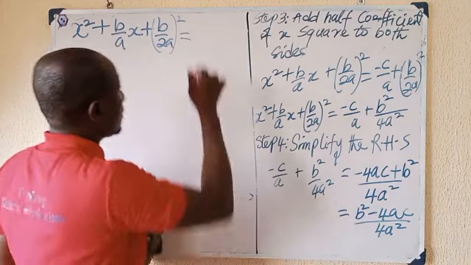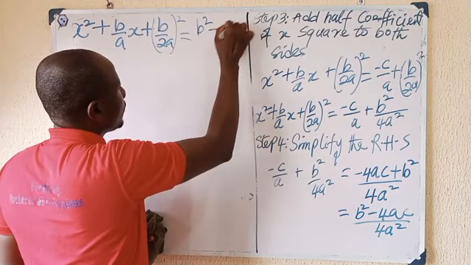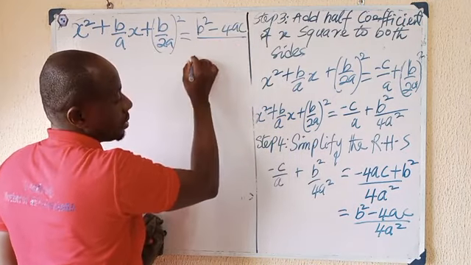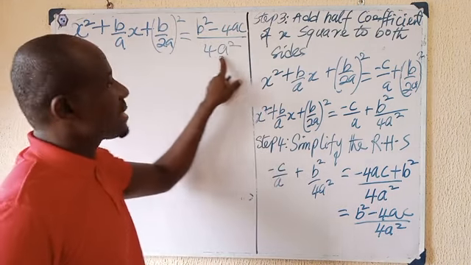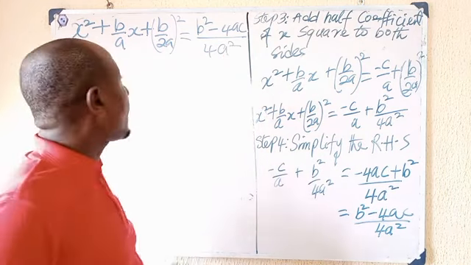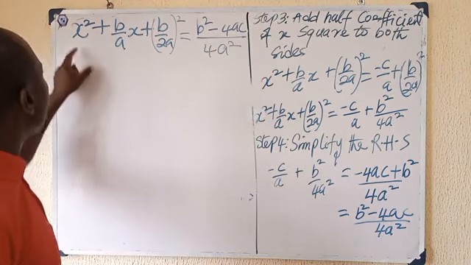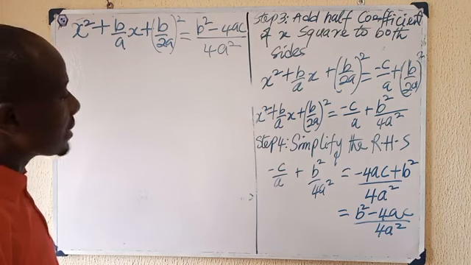So if we do that, we have b squared minus 4ac over 4a squared. So we have simplified the right hand side. This is what we have. Now the next thing we are going to do is to factorize the left hand side. That is step number 5.